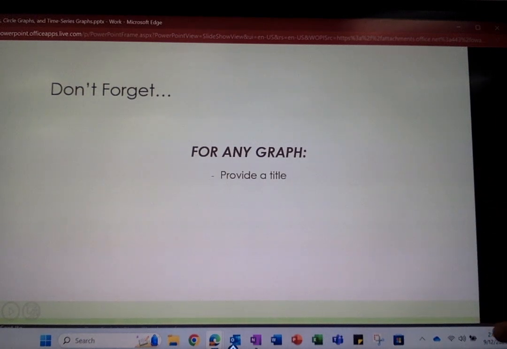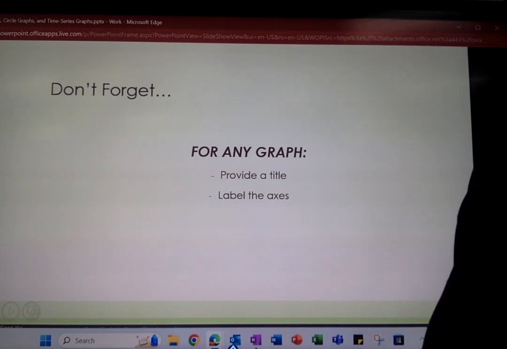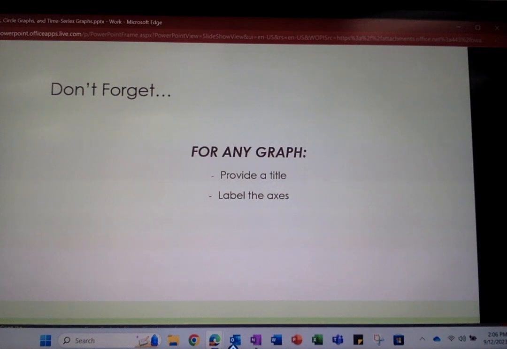But for any graph, you should always do these things. You should always provide a title. What is it that I'm looking at? Label your x and y axis. What variable are you measuring? That's the stuff that's going to go on the y-axis. What are you using to measure? That's your x-axis. And identify the units of measurement. Please identify units of measurement when you label your axes.